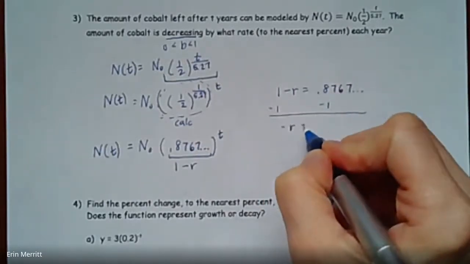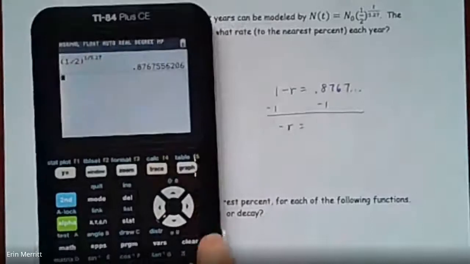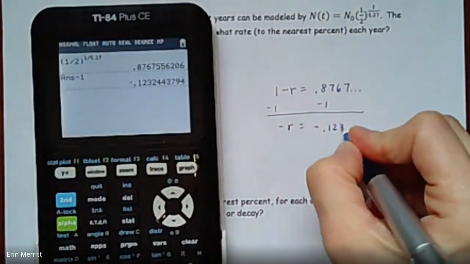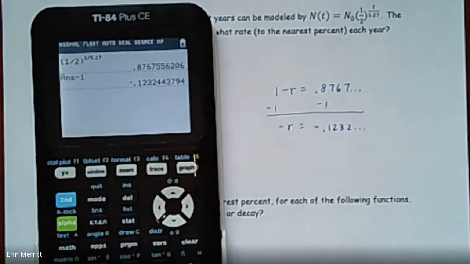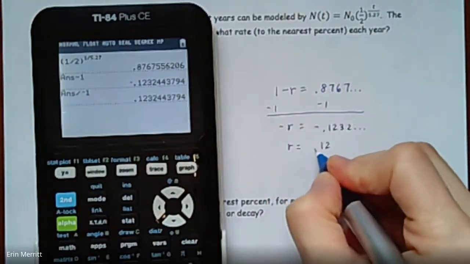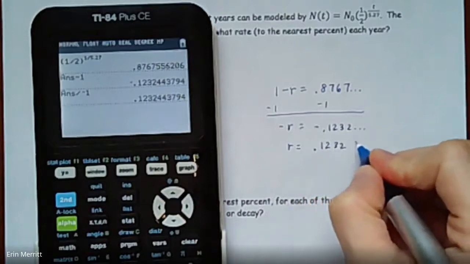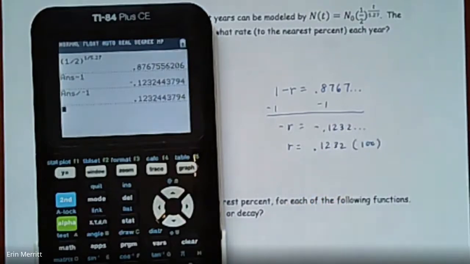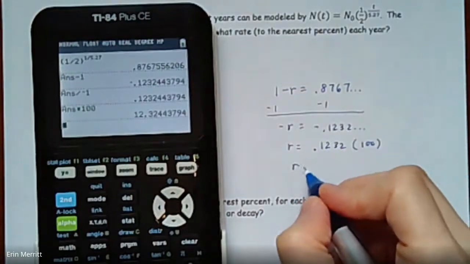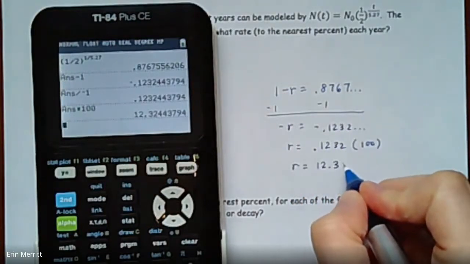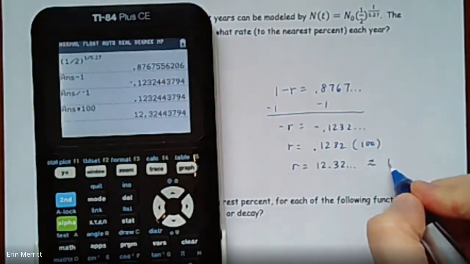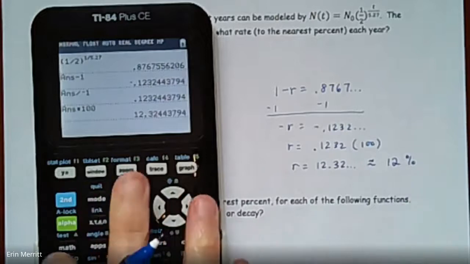So let's let the calculator do the work here. If we subtract 1 from that, that gives me negative 0.1232. And then, of course, just divide it by negative 1. So the rate comes out to be 0.1232, but then we multiply it by 100. And so the r value would now be 12.32 and change. So to the nearest percent, about a 12% decrease.